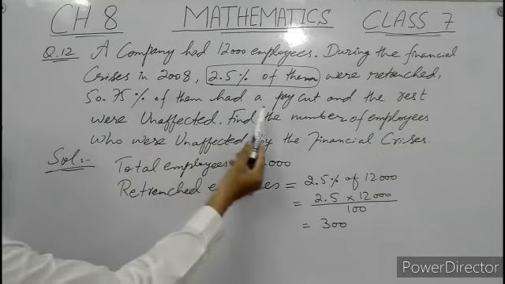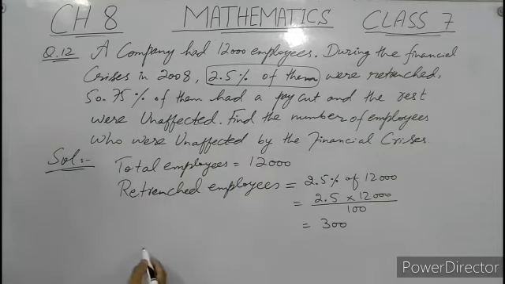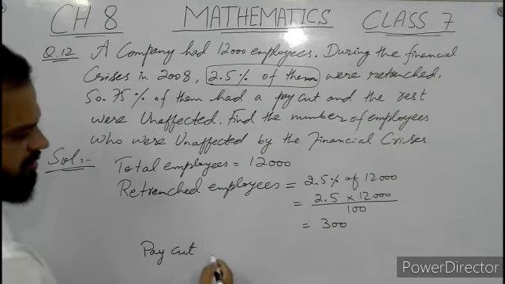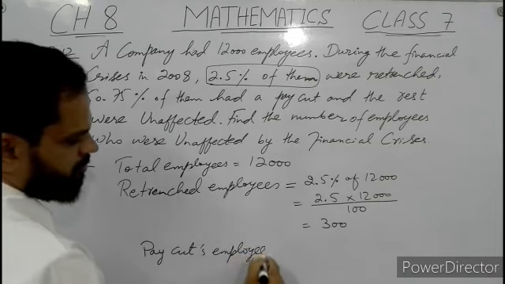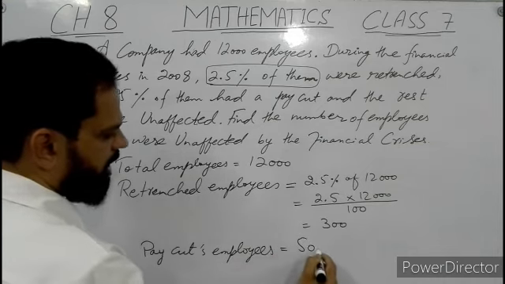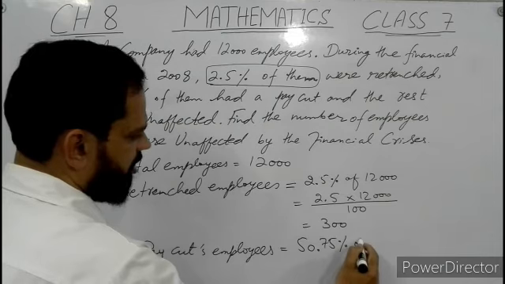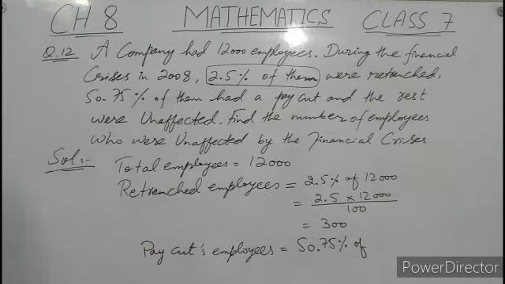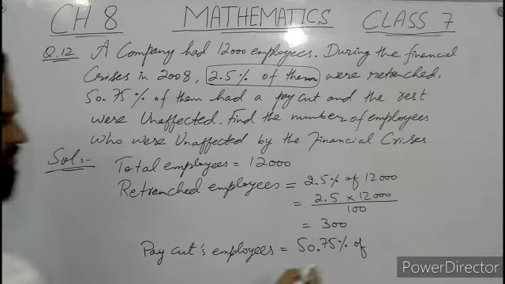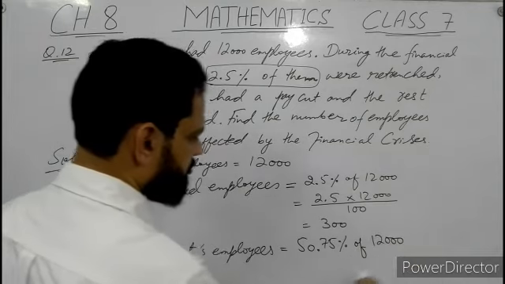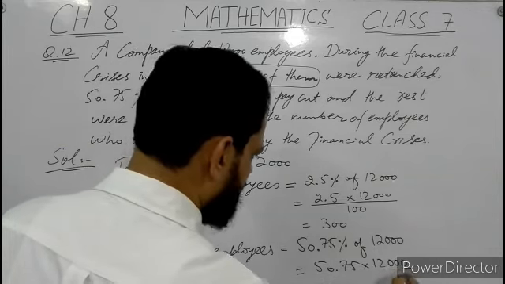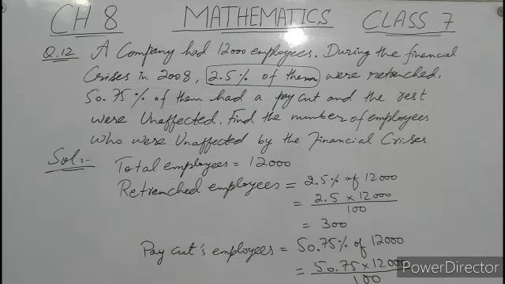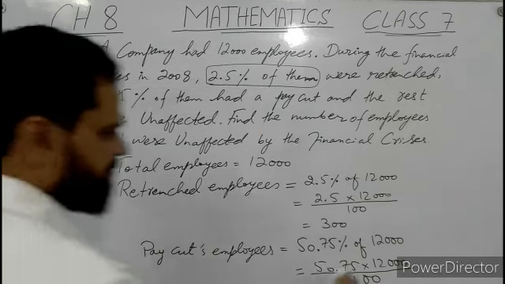50.75% of them had a pay cut. Pay cuts implies 50.75% of them. Them means total employees, 12,000. 50.75 multiplied by 12,000 divided by 100, 6,090.